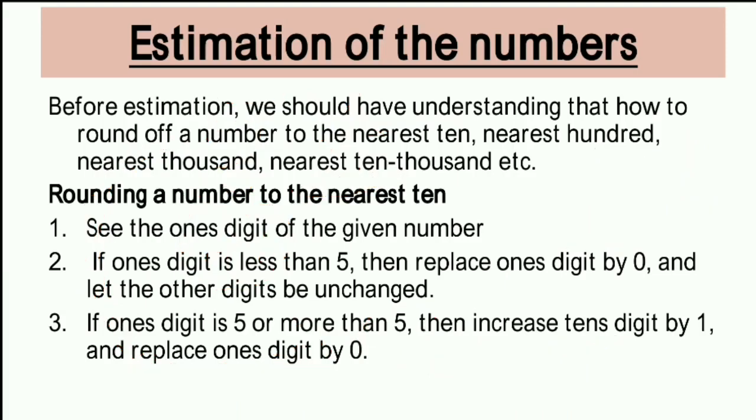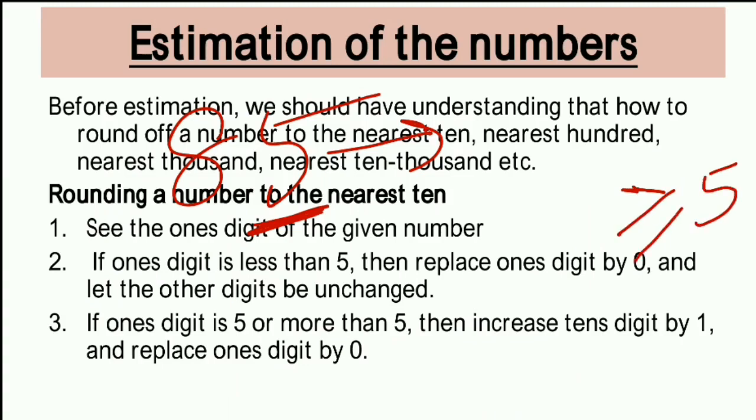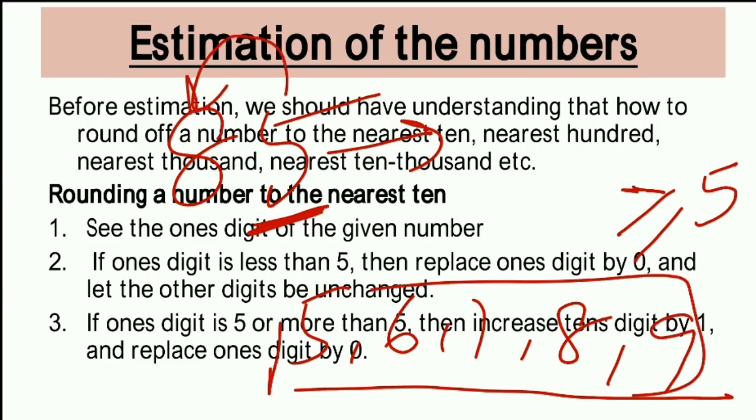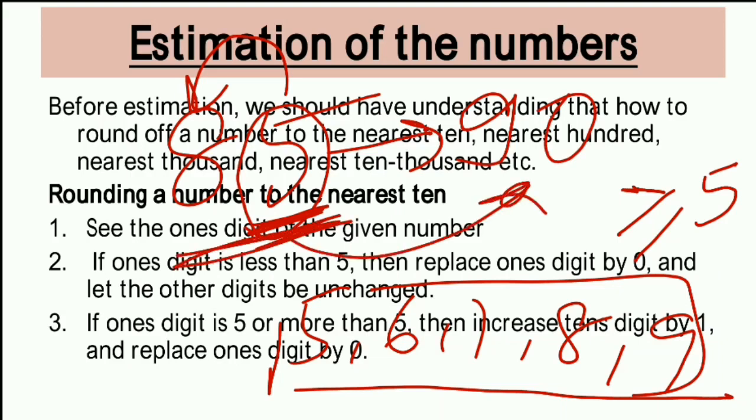I hope that you have understood. Let me take another example. Suppose that 85 is the number. We have to round this number to the nearest tens. We'll look at the ones digit. See, the ones digit is 5, which means it is equal to 5. What is the condition? If the ones digit is greater than or equal to 5, it means 5, 6, 7, 8 or 9, then 1 will be added to the tens digit. It means here will be 9, and the ones digit will be replaced by 0. So 90 will be the estimated value of 85 if we round this number to the nearest 10.